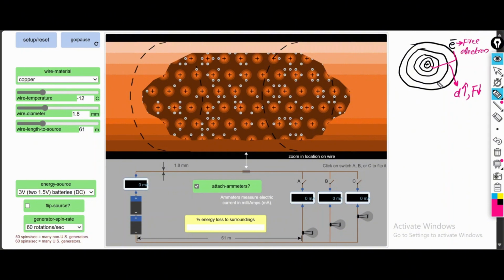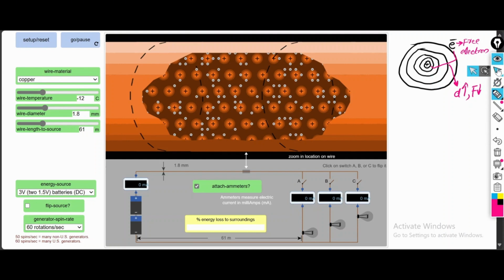We know that this copper wire consists of millions and billions of copper atoms, and each copper atom contributes free electrons from its outermost shell. So these white colored dots are the free electrons, and here are a large number of copper atoms. Therefore we say that inside this copper wire we have a sea of electrons. And this was all about the interface.